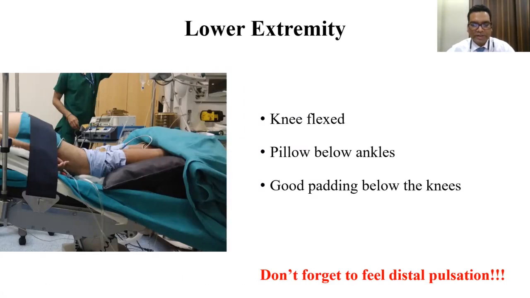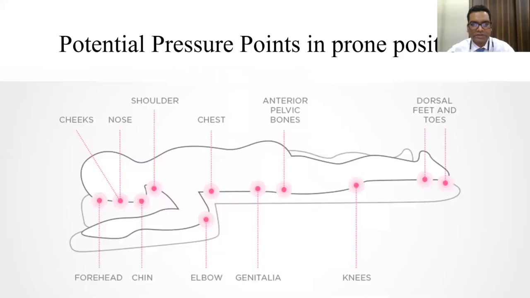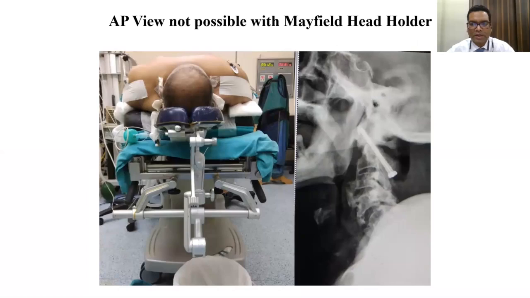In the lower extremity, keep the knees flexed. There has to be a pillow below the ankle and good padding below the knees, and never forget to check the distal pulsations. There are a few important pressure points in the prone position, like the forehead, chin, elbow, genitalia, and the knee, and also the anterior pelvic bones.